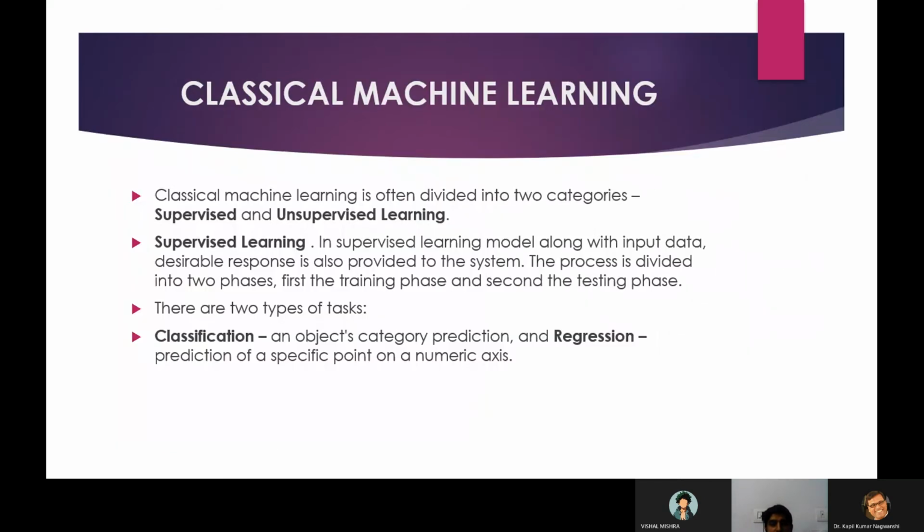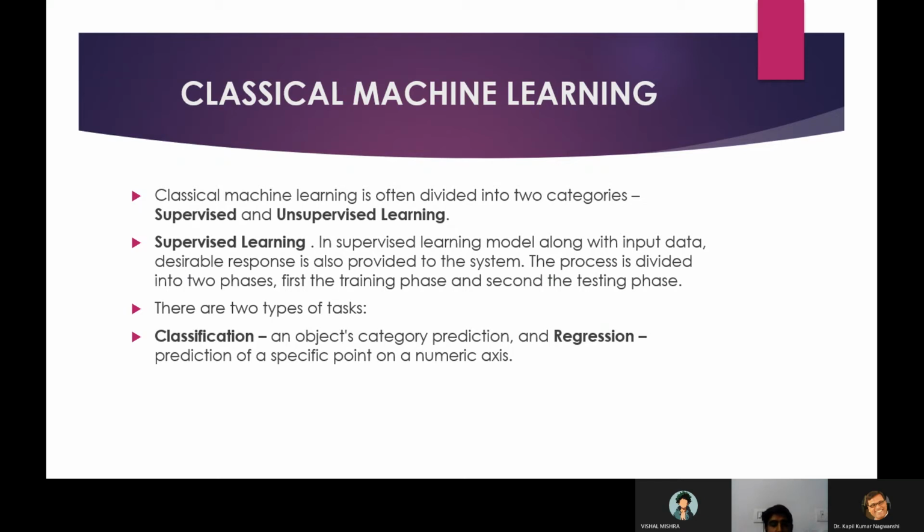Classical machine learning is often divided into two categories: supervised and unsupervised learning. In supervised learning, along with the input data, the desirable response is also provided to the system. The process is divided into two phases: first the training phase, and second the testing phase. There are two types of supervised learning: classification and regression.